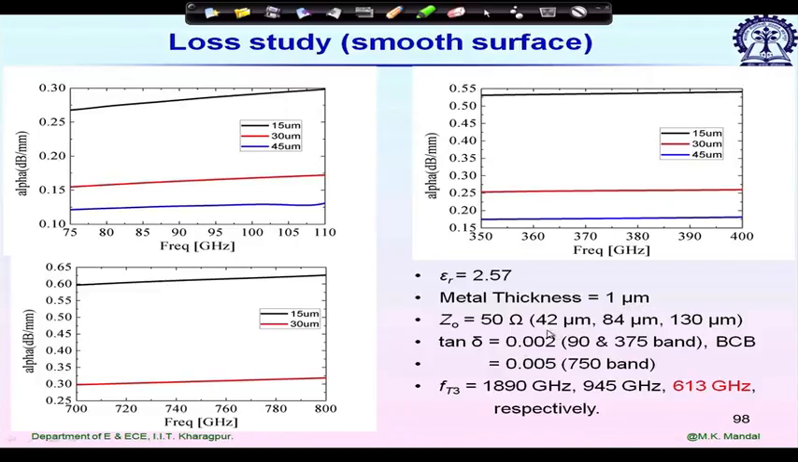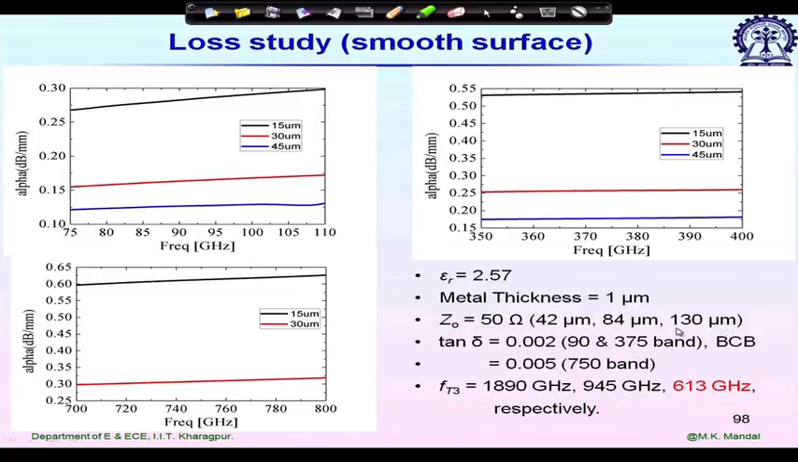Now if I change the substrate thickness from 15 micrometer to 45 micrometer, and we have only a 50 ohm microstrip line, obviously the width of the microstrip line will be different. If we have a thicker substrate, we have to increase W to make it 50 ohm. So for 15 micrometer thickness, the width of the microstrip line is 42 micrometer, and it increases to 130 micrometer when we are considering a 45 micrometer thick BCB substrate.